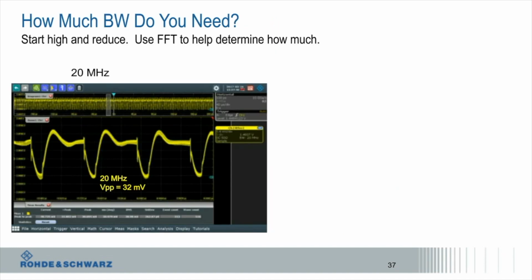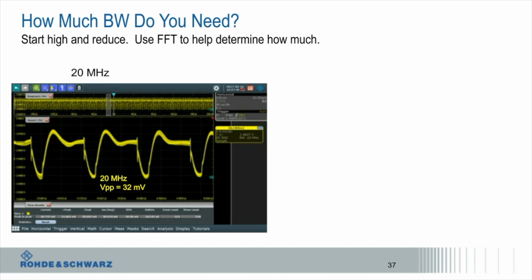A common question for development teams is, how much bandwidth do I need to measure my power rails? They're DC, right? Well, it actually depends on the power rail, and often it's hard to determine how much bandwidth you need until you hook up and start measuring. Here's an example of a power rail from a device with a 20 megahertz bandwidth limit filter turned on the oscilloscope. We're measuring a peak-to-peak voltage of 32 millivolts. Is that accurate? Well, it depends.